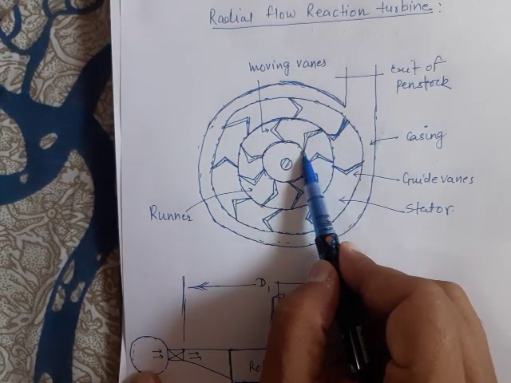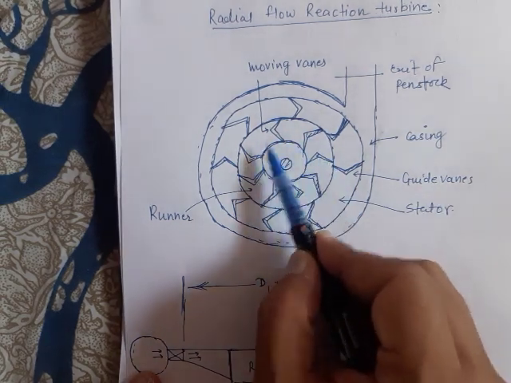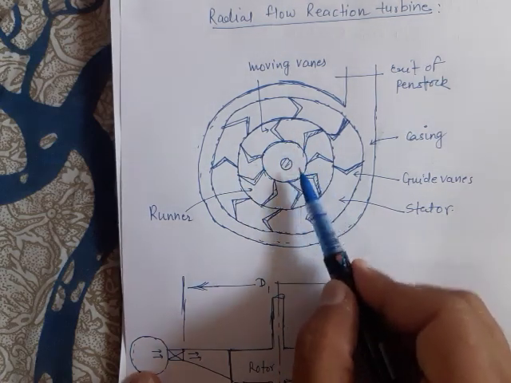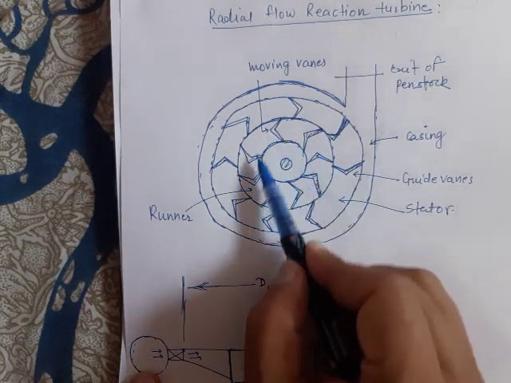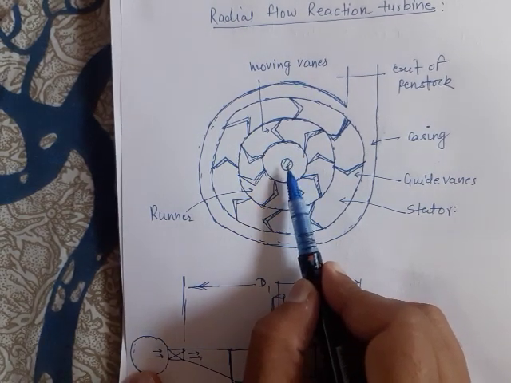Now there are the moving vanes. Please note, these are the moving vanes. These are mounted over a rotor, which is known as runner. And this is the shaft of the turbine to which they are attached.